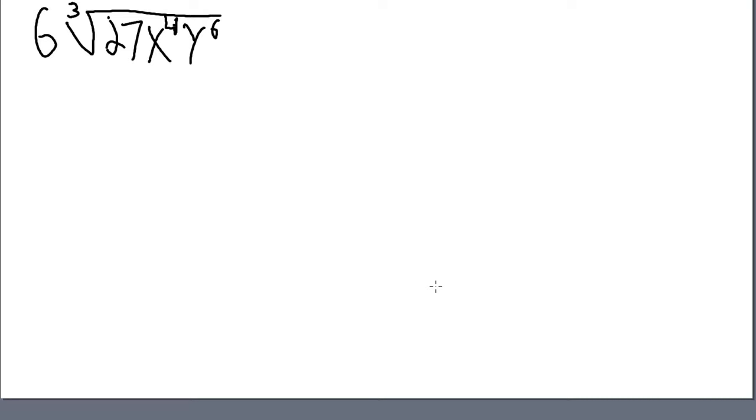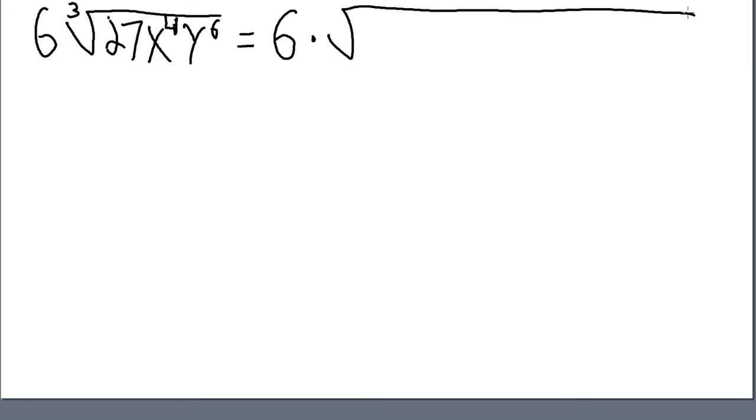Well, what's the first step on simplifying? We have to break it down into its prime factorization. Do not worry about the 6 over here for now. You do not have to break that down into its prime factorization because it's not a part of the radical. It's not the radicand. So we're just going to keep the 6 as it is times the cube root of, well, 27. What is the prime factorization of 27?